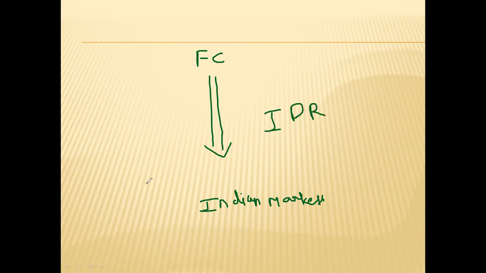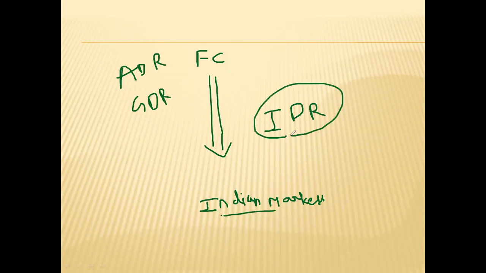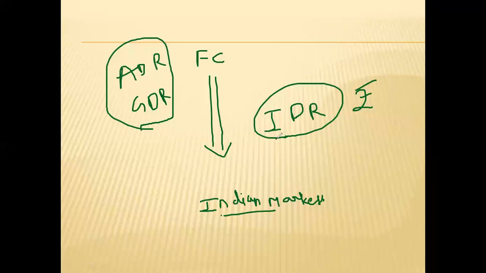We have seen an Indian company raising finance from foreign markets. It can be either ADR or GDR. But when a foreign company wants to raise finance from the Indian market, it will issue an Indian depository receipt. And IDR will be in rupees. ADR and GDR will be in foreign currencies, but IDR will be in rupees. The procedure will be the same, only reversed.